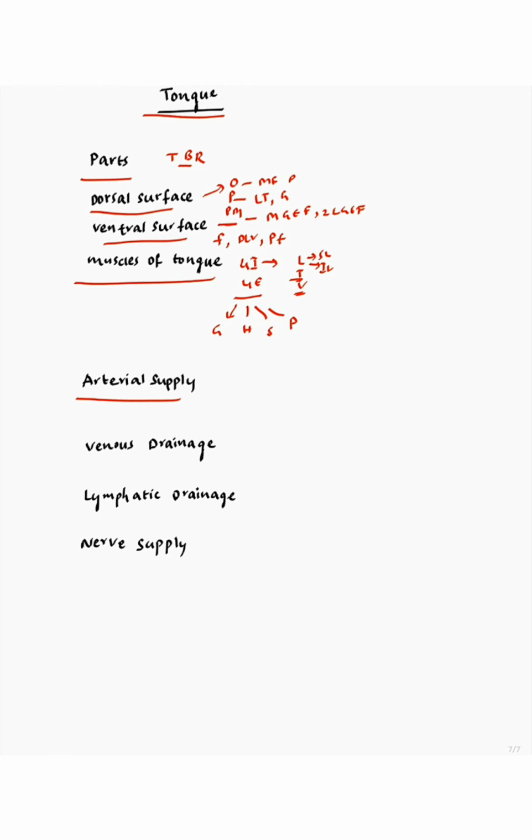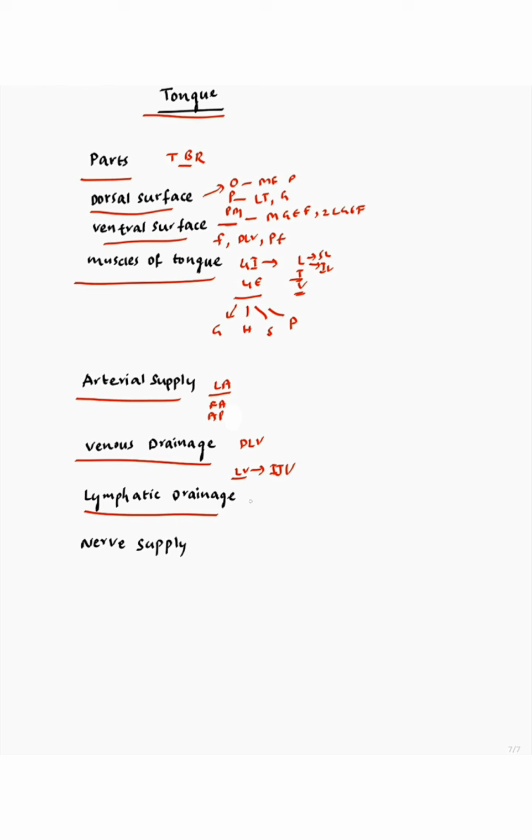Arterial supply. It is by branches of lingual artery. Lingual artery is the chief artery of tongue. Tonsillar branch of facial artery, ascending pharyngeal artery. Venous drainage. It is by deep lingual vein. Vena comitans accompanying lingual artery and vena comitans accompanying the hypoglossal nerve all together form lingual vein, which drains into internal jugular vein.